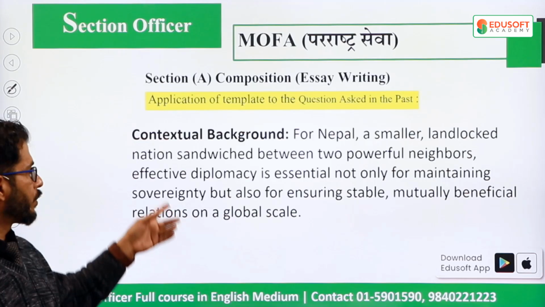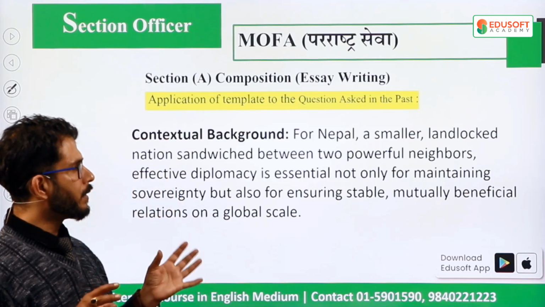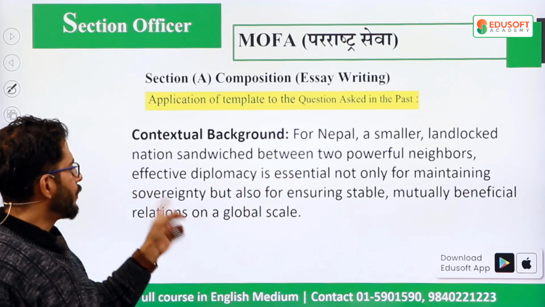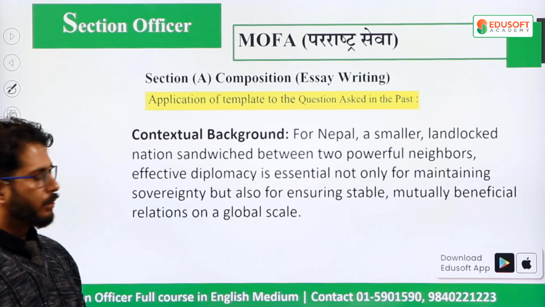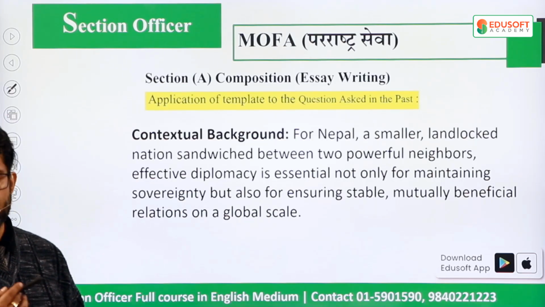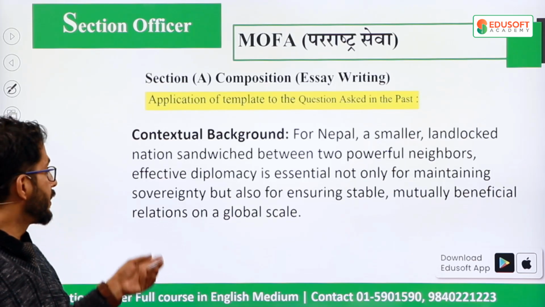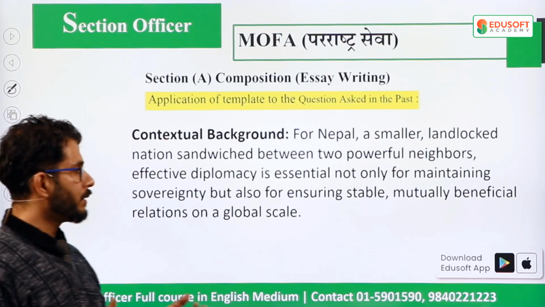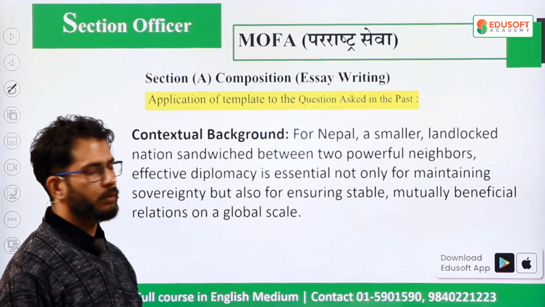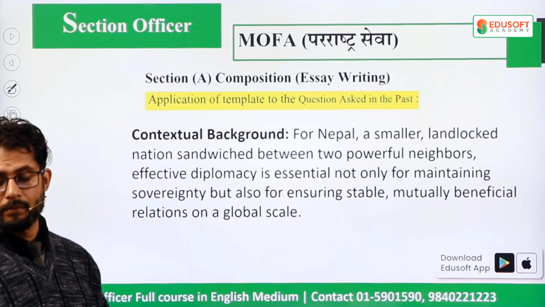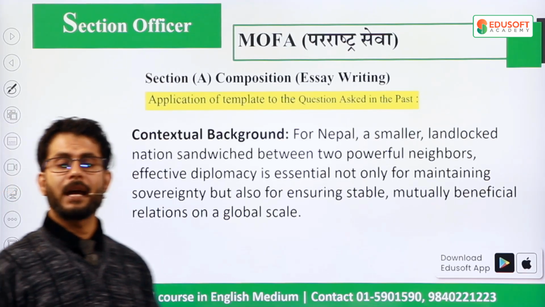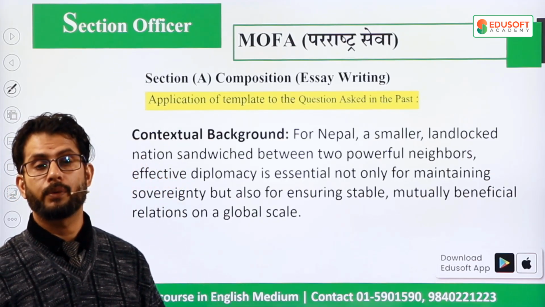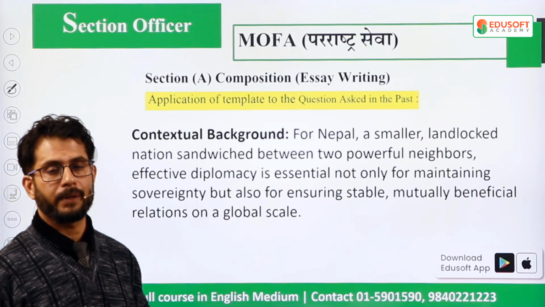You can write background information as: for Nepal, a smaller landlocked nation sandwiched between two powerful neighbors, effective diplomacy is essential not only for maintaining sovereignty, but also for ensuring stable, mutually beneficial relations on a global scale. That's what you can write about background information. At the same time, I have already told you to write at least one sentence on why the question is important. What is the importance of the topic?